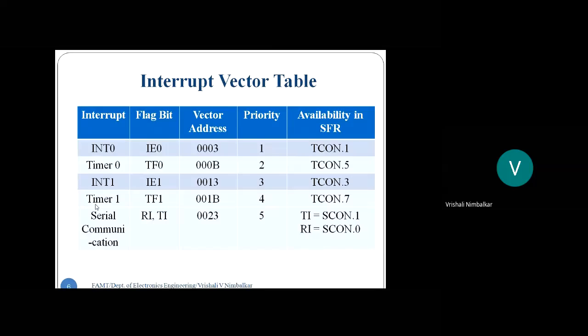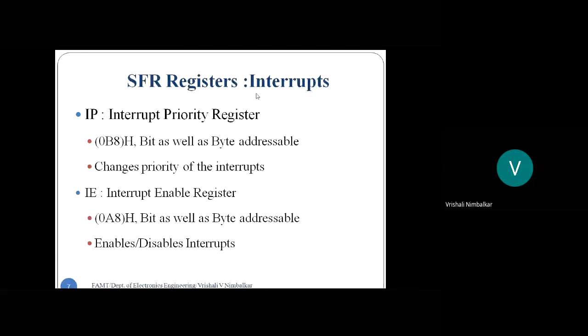Is that okay? Or else if serial communication and INT1, if these 2 interrupts arrive at the same time, then who will be serviced by microcontroller? The highest priority. INT1 will be serviced, right? So what is this priority doing? It is resolving the request that arrives simultaneously. Okay, and this is the default priority, but the programmer can change the priorities with the help of IP SFR. Okay, so then we will look into what are the special function registers associated with interrupts.